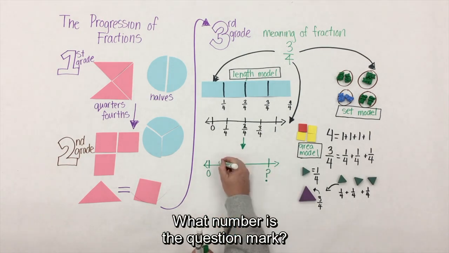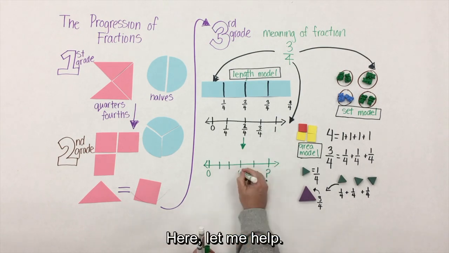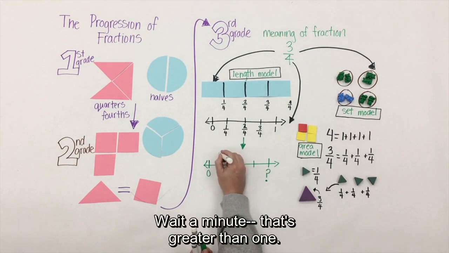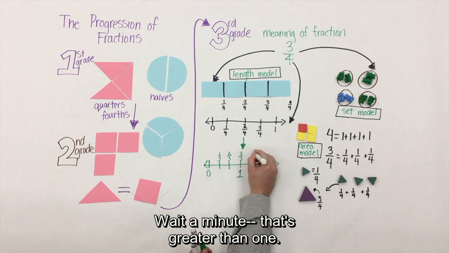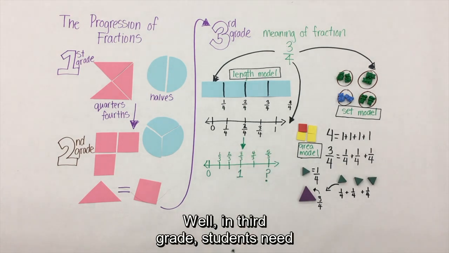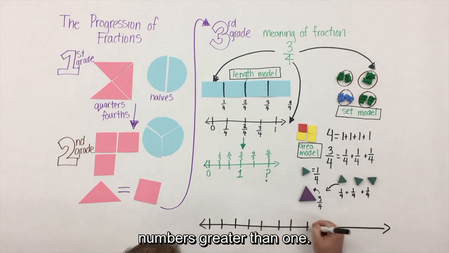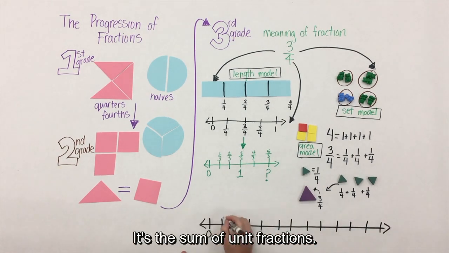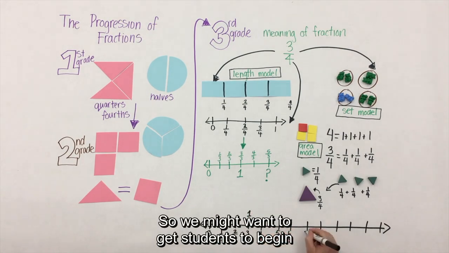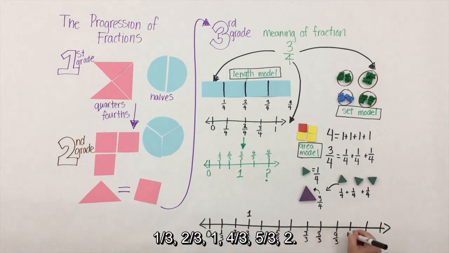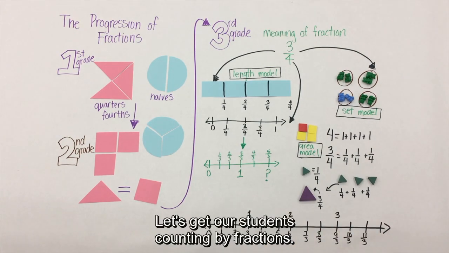Here's another number line. What number is the question mark? Here, let me help. Wait a minute, that's greater than 1. Well, in third grade, students need to see that fractions can also represent numbers greater than 1. It's the sum of unit fractions. So we might want to get students to begin counting with fractions. 1/3, 2/3, 1, 4/3, 5/3, 2. Let's get our students counting by fractions.